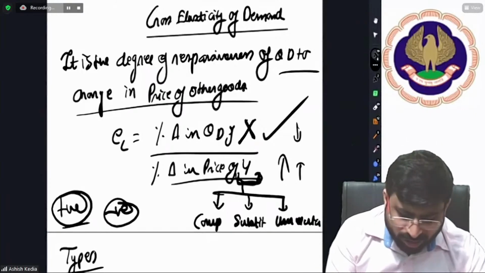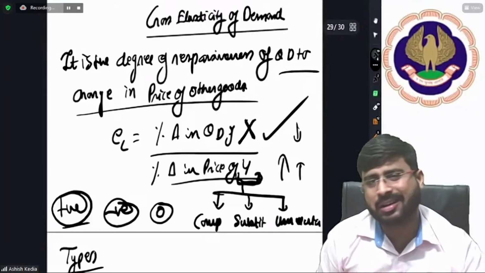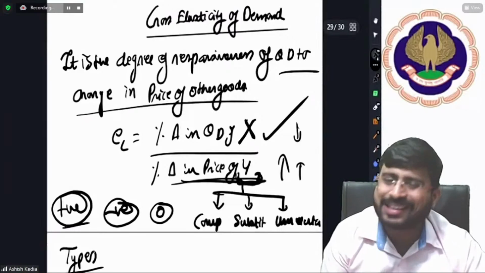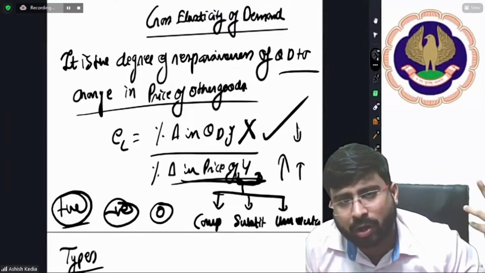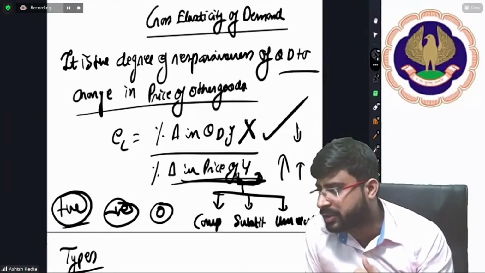But if you see zero, it means the goods are unrelated. The change in price of Y has no impact on change in demand for X. Like television and salt, there is no relationship whatsoever.